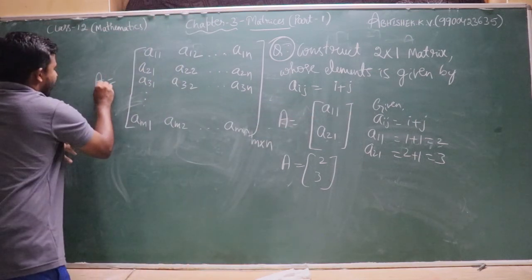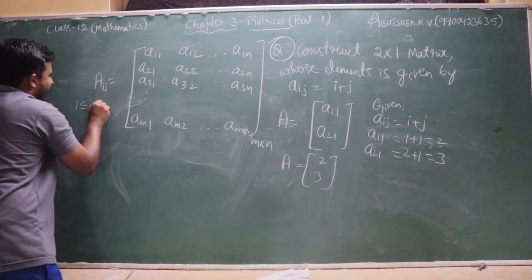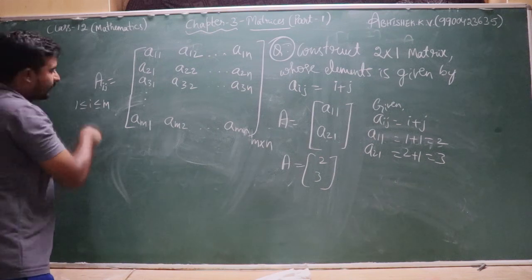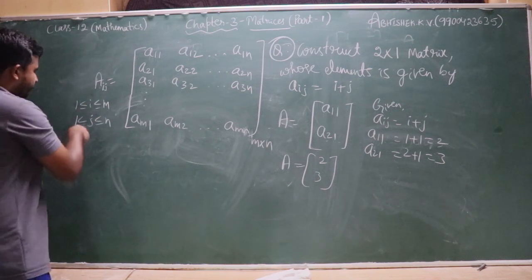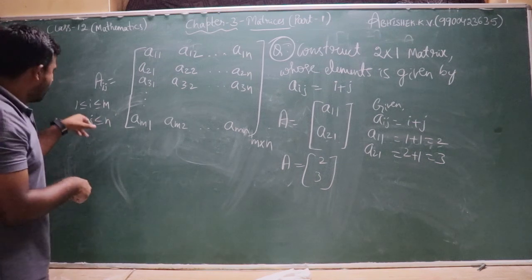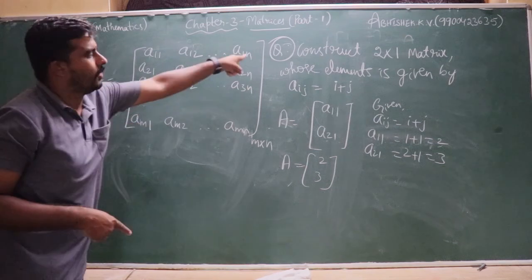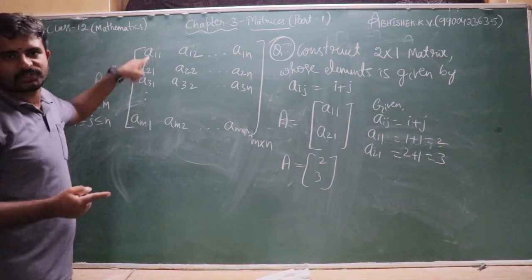In Aij, what is i? 1 less than or equal to i less than or equal to how many rows? i represents rows, m rows. What is j? 1 less than or equal to j less than or equal to n. j represents columns, 1 to n: first column, second column, up to n. First row up to m rows.